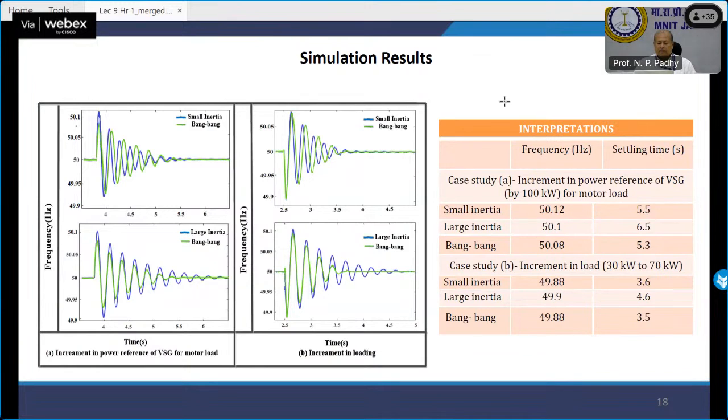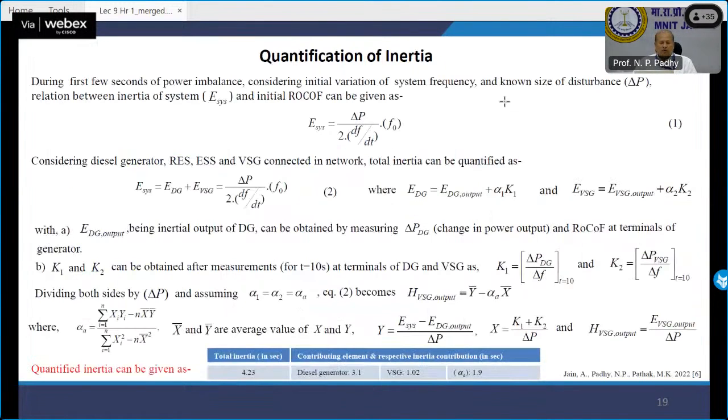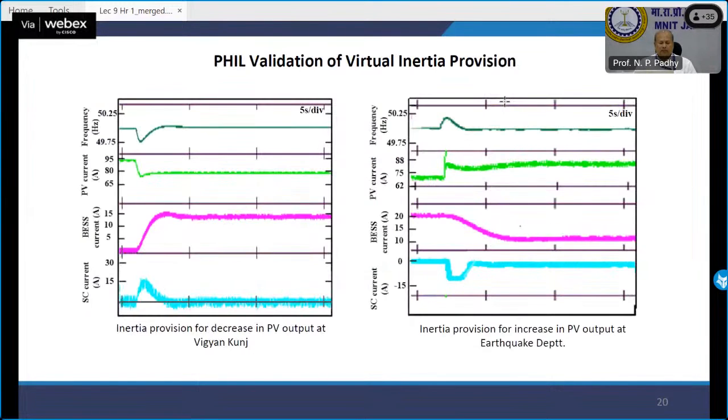We have gone for an increment in load, 30 kilowatt to 70 kilowatt. Then we realized the frequency dropped: small inertia 49.88, large inertia 49.9, and VSG is 49.88. So the settling time, you could see, keeps on changing, and these are all equations, quantification of inertia. How do you quantify with all the VSGs and batteries and renewable energies? So I strongly recommend reading one of the articles by Apurti Jain, if I'm correct.